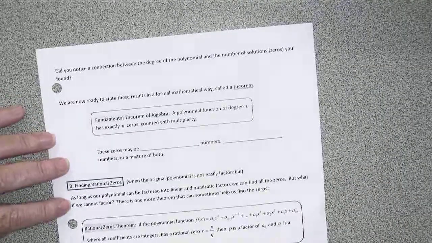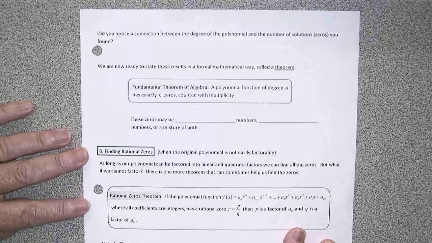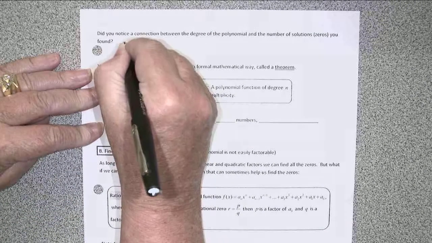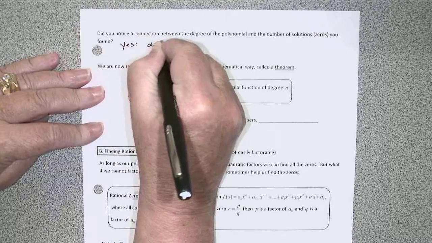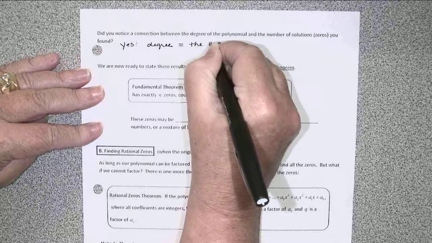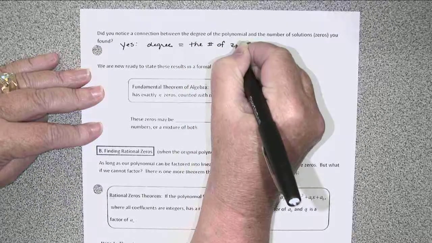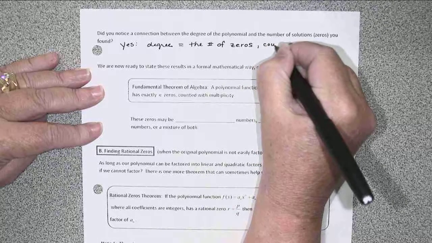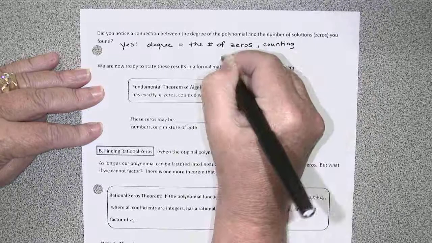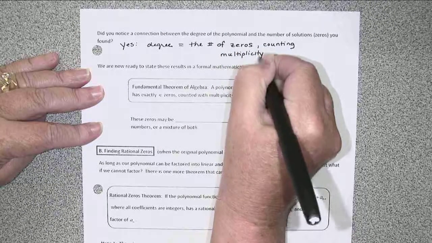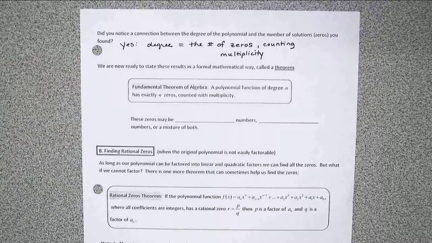Did we notice a connection between the degree of the polynomial and the number of solutions or zeros that we found? Yes, the degree was equal to the number of zeros or solutions when the equation equaled 0, counting multiplicity. So if an answer occurred twice, we had to count it twice, even though it was the same answer.